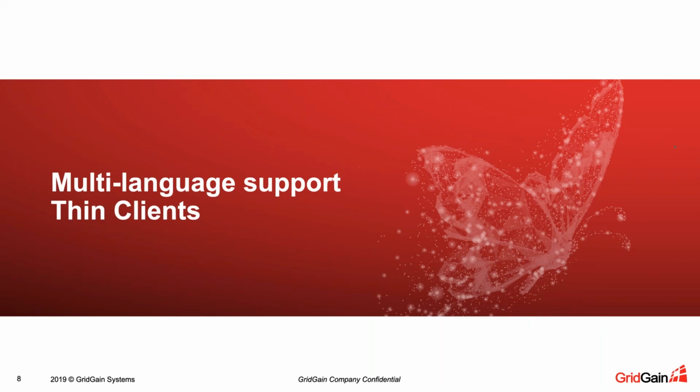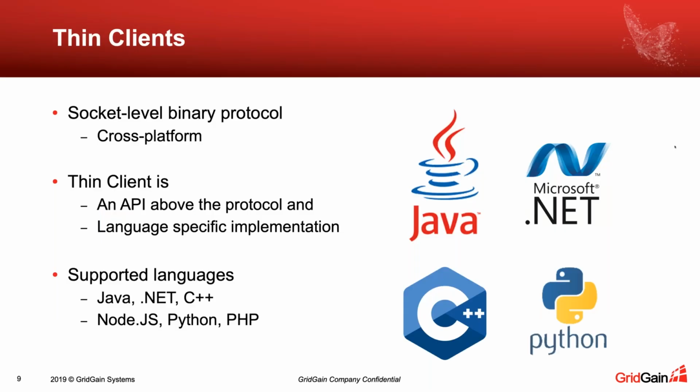The next topic, multi-language support, thin clients. So first of all, let's talk about the thin clients. Those of you who are already using Ignite or GridGain, you know that there are three primary languages which are supported: Java, .NET, and C++. And the community releases special libraries for those languages.